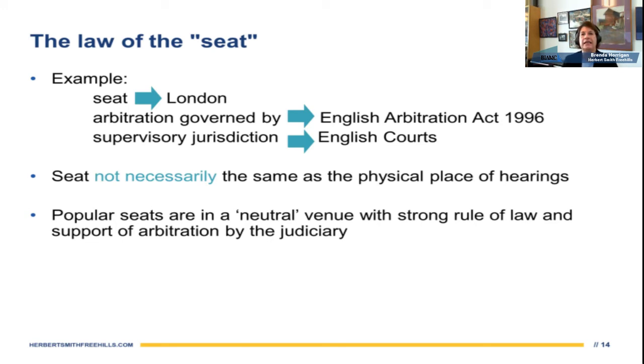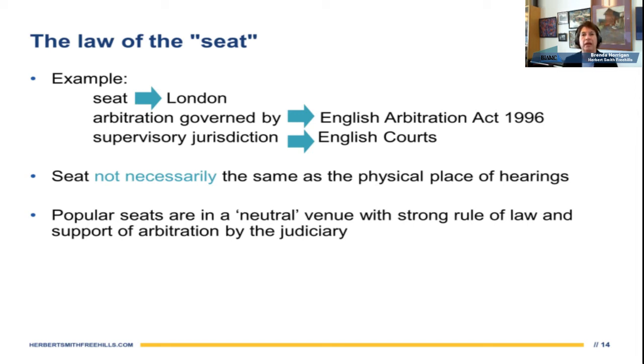Now, the seat does not necessarily mean the place of the physical hearings. You can have a seat in, say, London, but have your venue be in Jakarta if the parties don't want to travel. Or you can have your seat in Singapore, but your venue in Paris. Seat is what you choose based on which courts you want to have supervisory jurisdiction. Venue you choose on convenience, where it would be most convenient for the parties to actually physically meet to hold the arbitration.